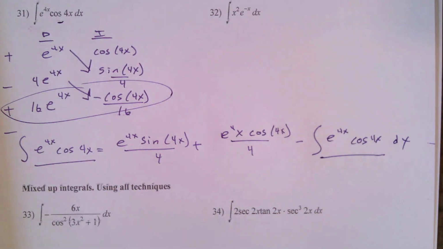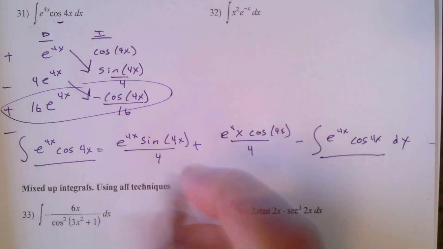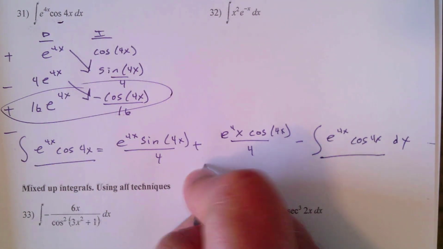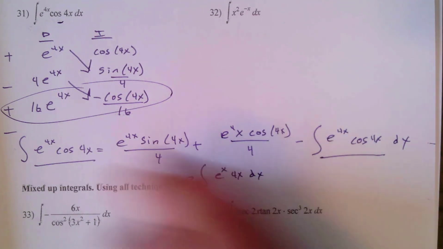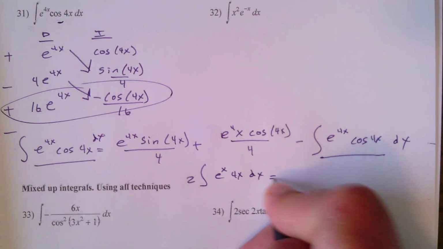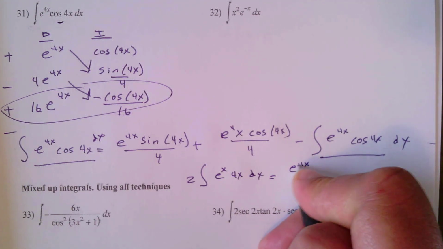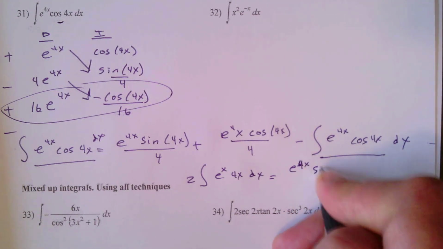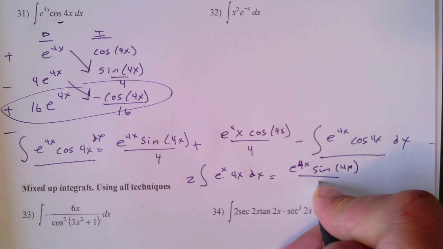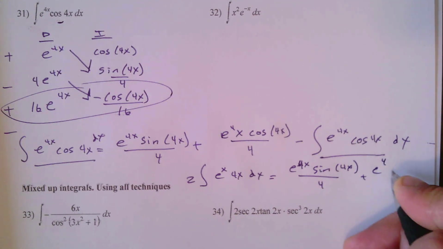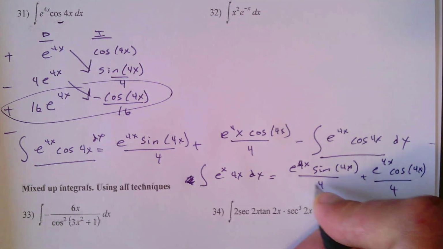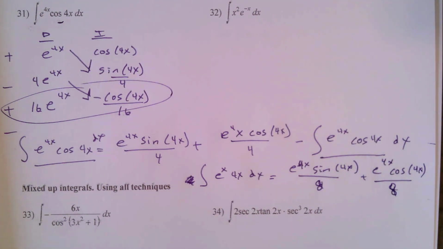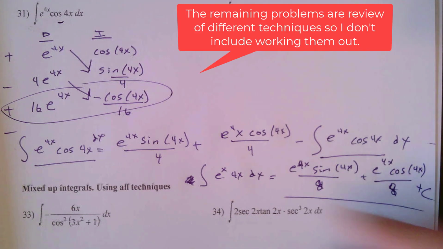But this is the same as the original, so we can add them together. Here's 1 plus 1. That's going to give us 2 of the original integrals. And I'll just write it out. The integral of e to the 4x cosine of 4x dx is equal to e to the 4x sine of 4x over 4 plus e to the 4x cosine of 4x over 4. But then we're going to divide both sides by 2. So just change those to an 8 and add c to it. And we've got our answer.